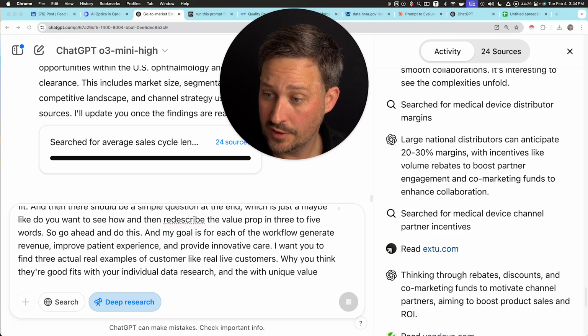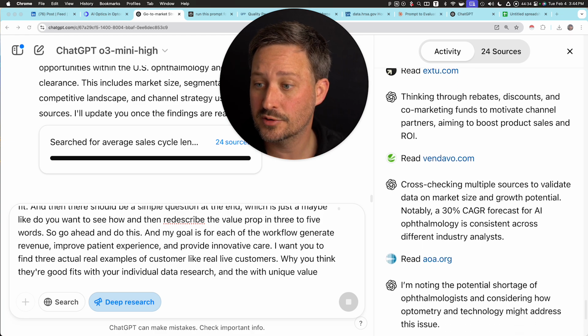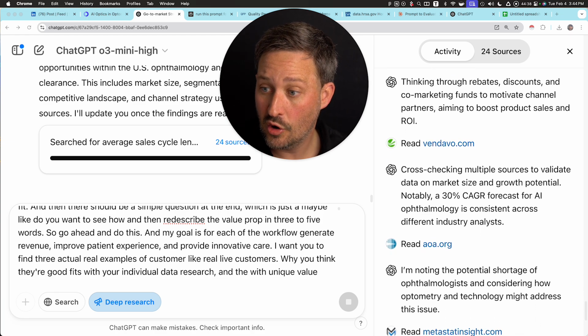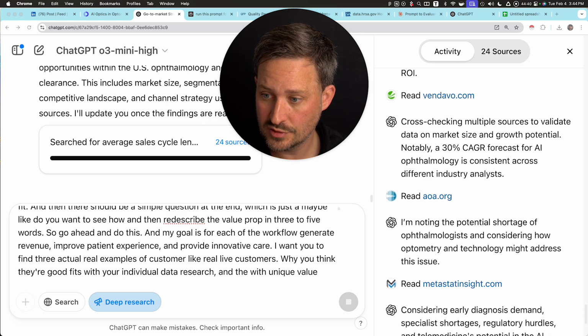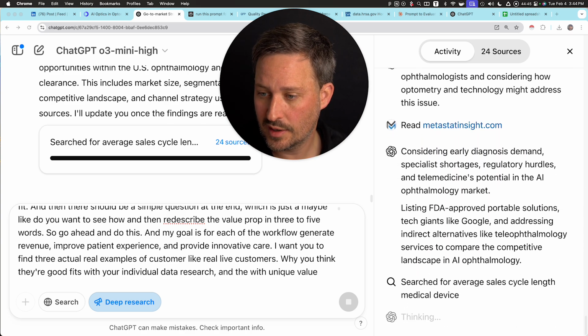Large 20-30% margins. Volume rebates to boost partner engagement and co-marketing. So this is like other types of partner marketing, other ways which they could go to market. Discounts and co-marketing funds. This is really interesting. Market size. This focuses a little bit too much on market side, which is a problem.